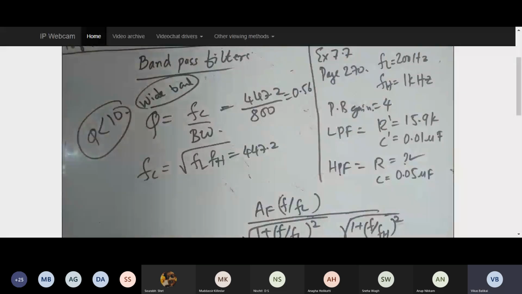The narrow band filter, of course, like I was telling, we can use the same filter with Q greater than 10, or there is one more circuit that is available. We can make use of that as well. So once that is done, we are left with only two filters, that is narrow band reject and wide band reject filters. That is, rejection filters are left.